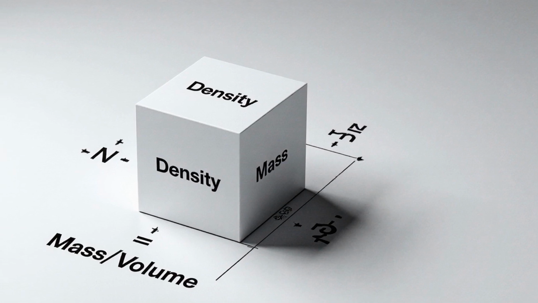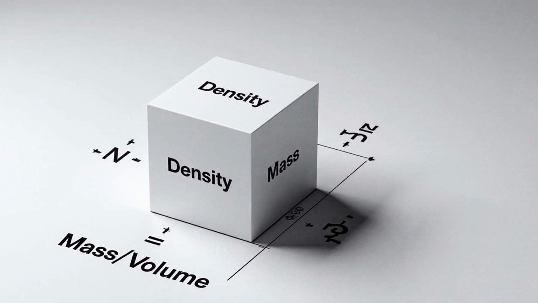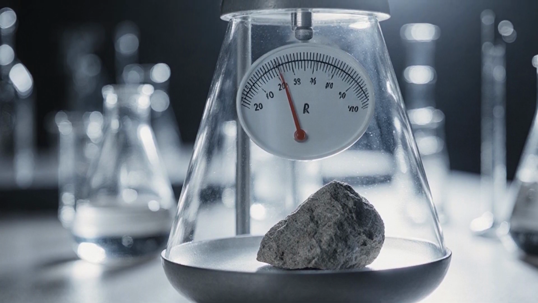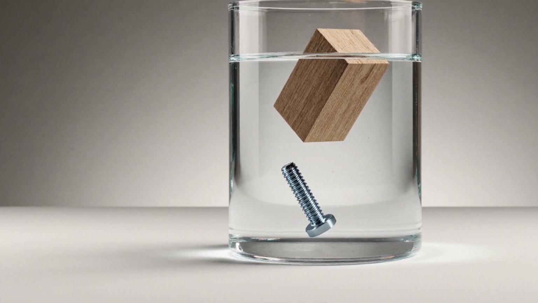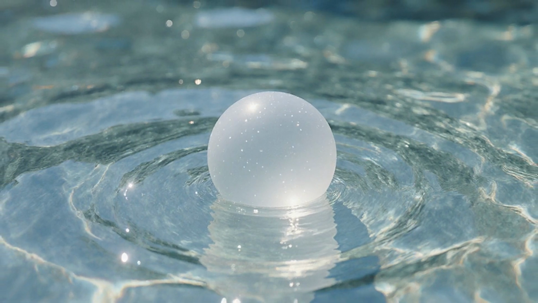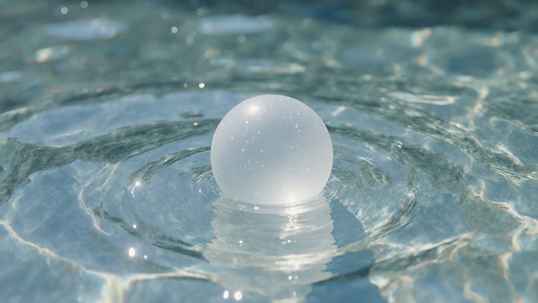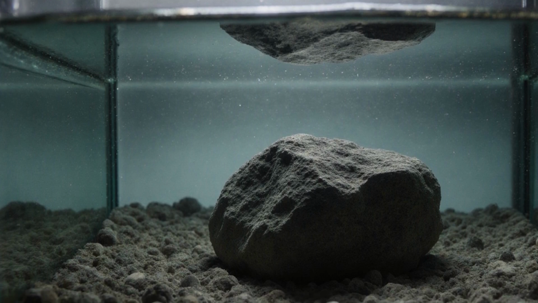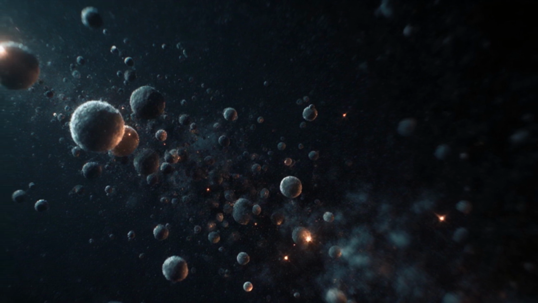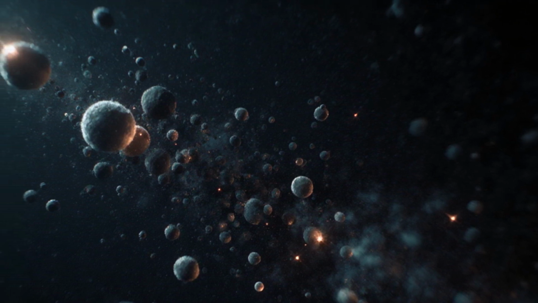Density is defined as the amount of mass contained within a unit volume. It is a fundamental property of matter that relates mass and volume. An object's density determines whether it will float or sink in a fluid. Objects with a density less than the fluid they are placed in will float. Conversely, objects denser than the fluid will sink. Density is a fundamental property of matter, defining mass per unit volume.